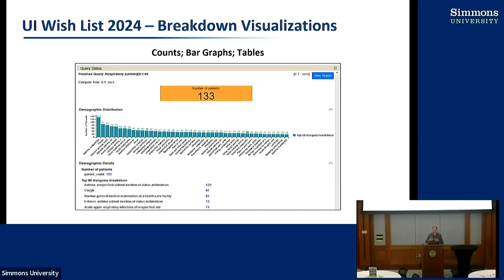So the first, and I kind of categorize them over here, the first one are different ways of visualizing the results. So in the query status results, there are three different ways that data can be visualized. One is a basic count. Another is a bar graph, and a third is a table. And each of these have their own sets of code in the UI. But you can imagine having many more of these for different kinds of search results.